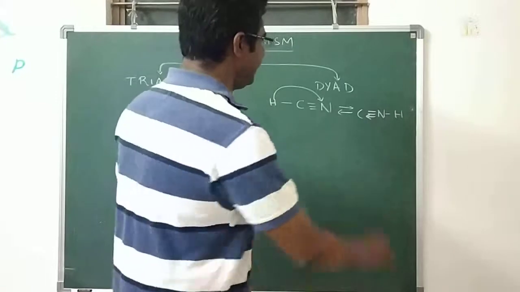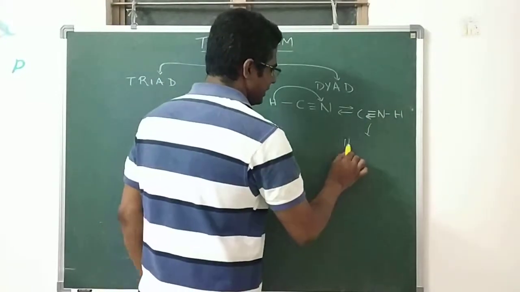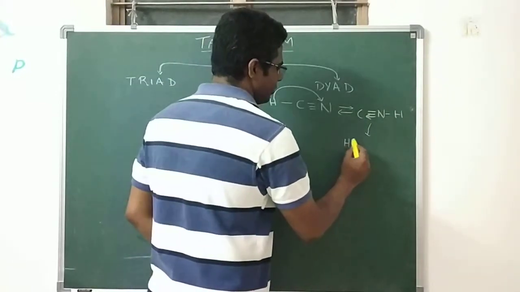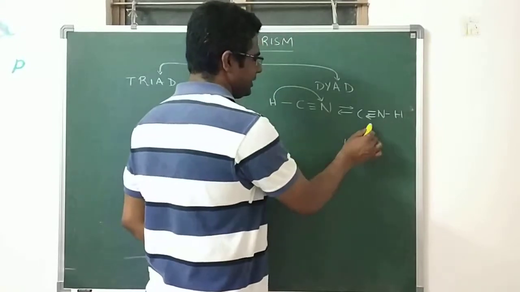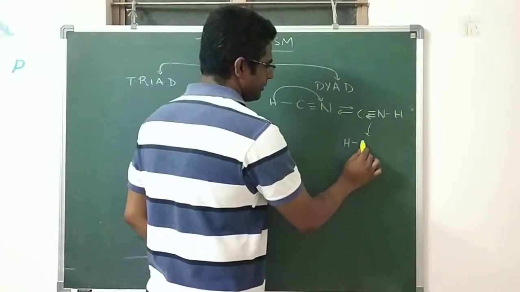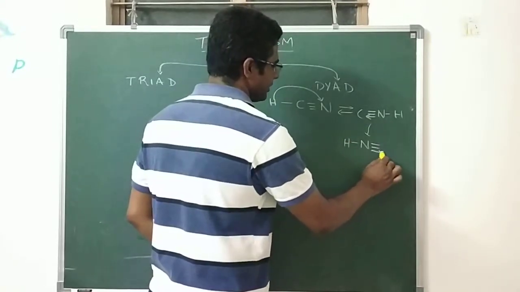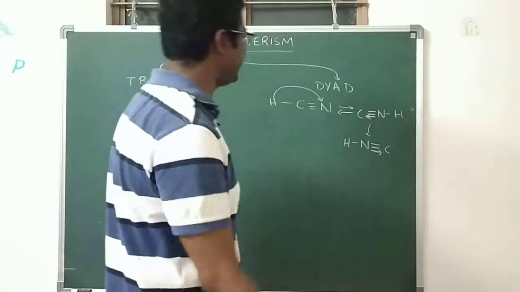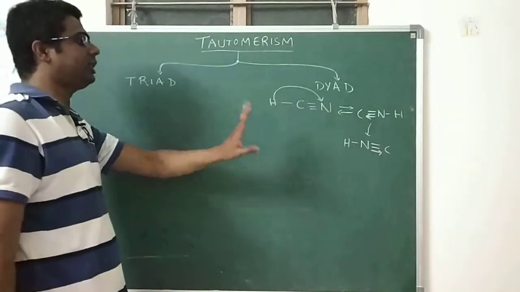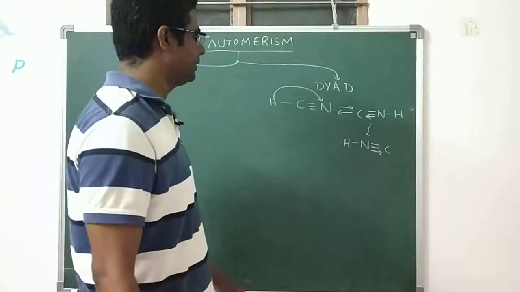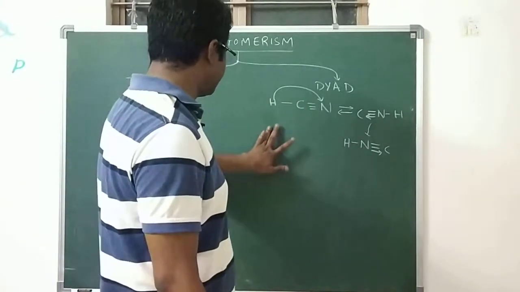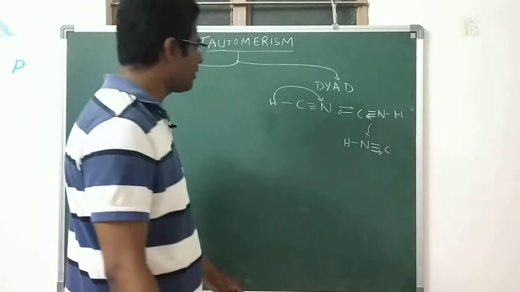Right? So it is basically what it is. It is isonitride, right? This is nitride, this is isonitride. So this is like this. This is basically isonitride. So this is your dyad system. Okay, so this is your dyad system.